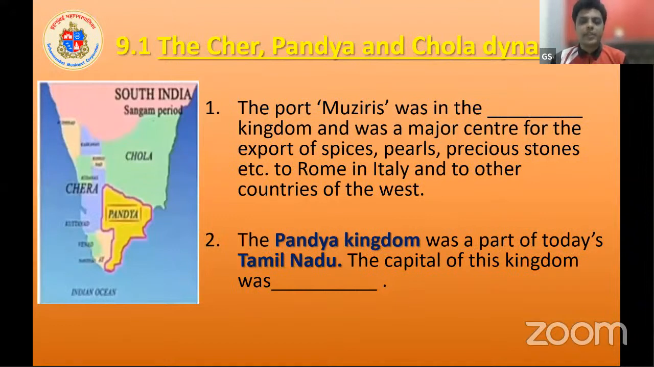The Port Muziris was in the dash kingdom and was a major center for the export of spices, pearls, precious stones, etc. to Rome, in Italy, and to other countries of the West. So note down your answer. In which kingdom did this Port Muziris belong? You have to write the name of the kingdom over there. Now the second question.